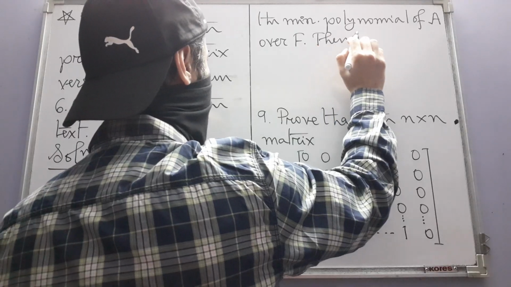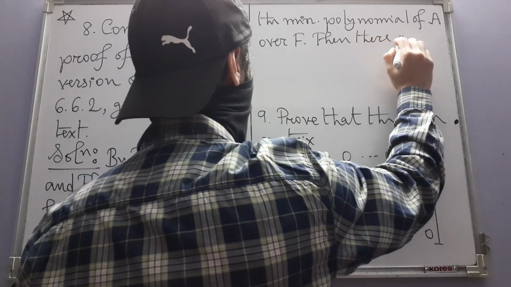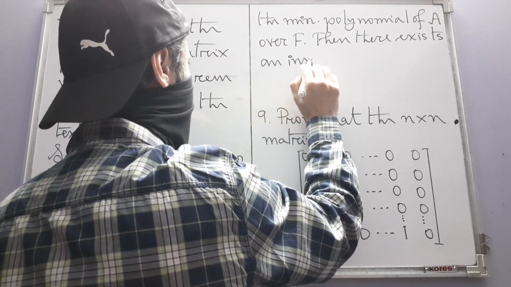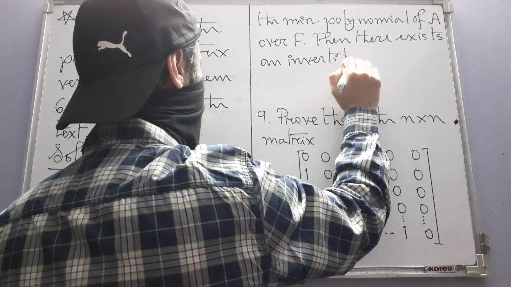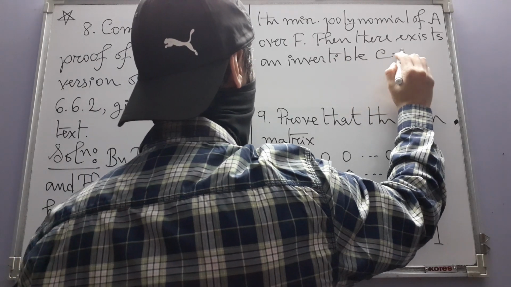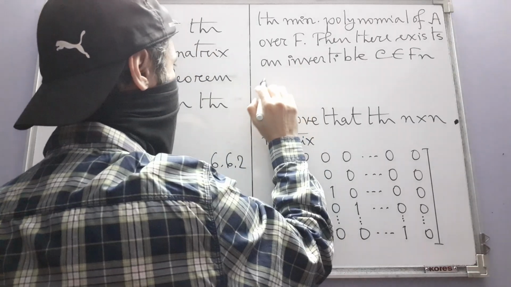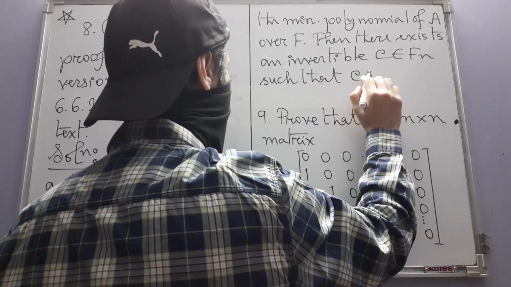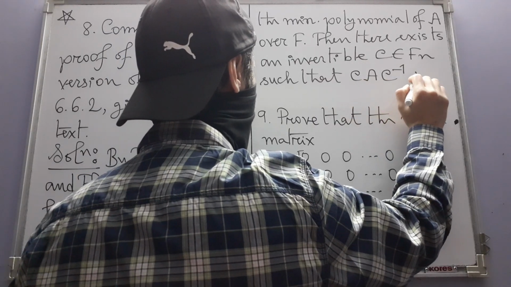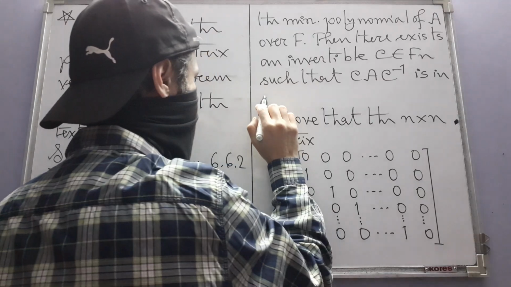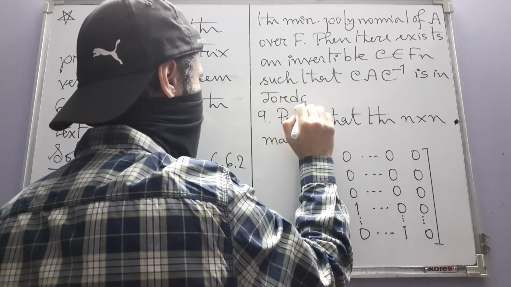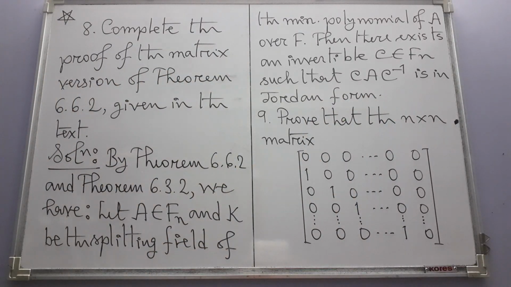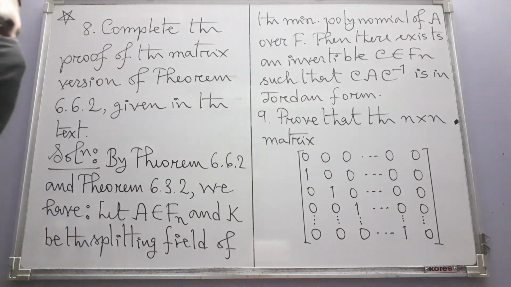Then there exists an invertible matrix C in Fn such that CAC inverse is in Jordan form. And that is the matrix version of theorem 662. So that's what it is.